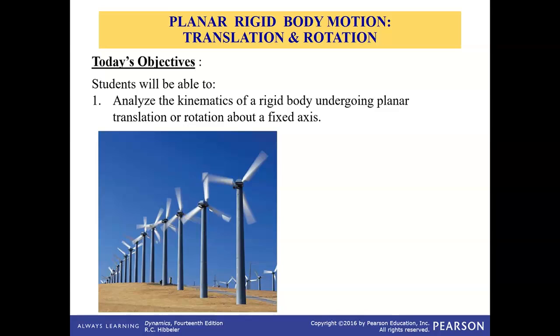So this chapter is to some extent similar to chapter 12, where we have studied kinematics of a particle. Now we are studying kinematics of a rigid body. So let's understand what's the difference between a particle and a rigid body.